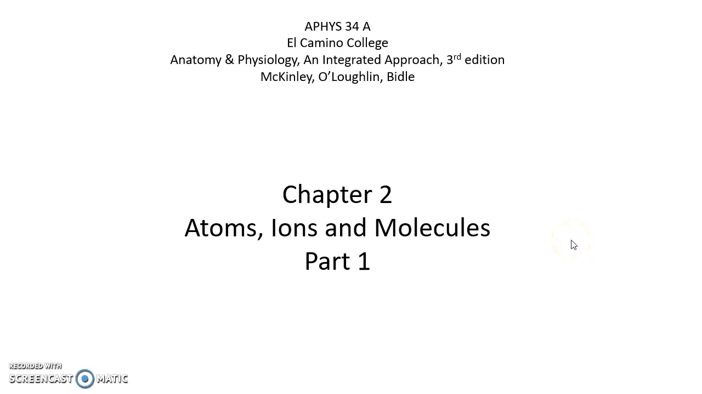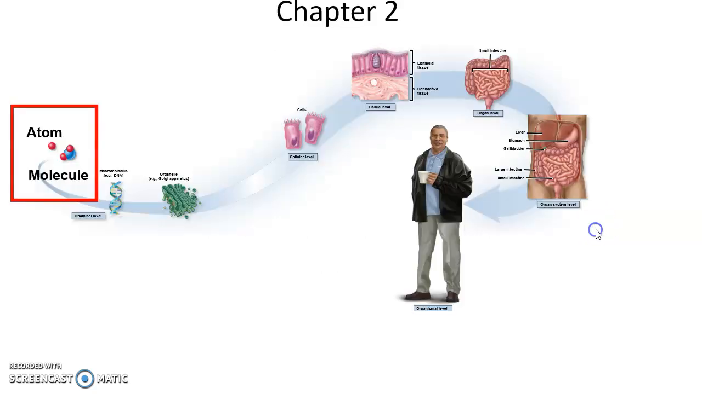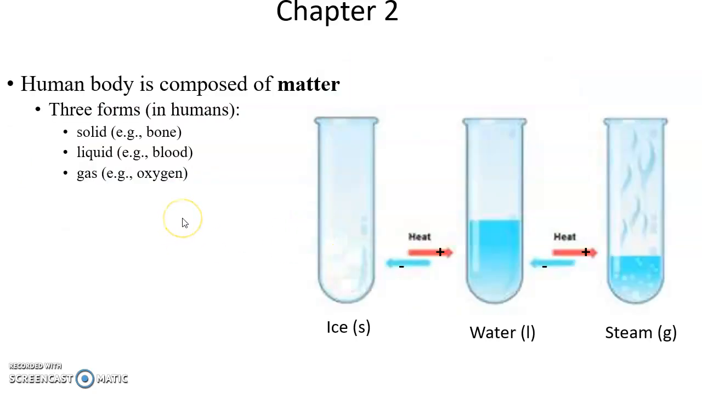Chapter 2, Atoms, Ions, and Molecules, Part 1. So this is now the chemistry part of the course. We'll be talking about atoms and molecules and moving up even into macromolecules in Chapter 2. So, surprise, surprise, the human body is composed of matter. And there are three forms found in the human body.